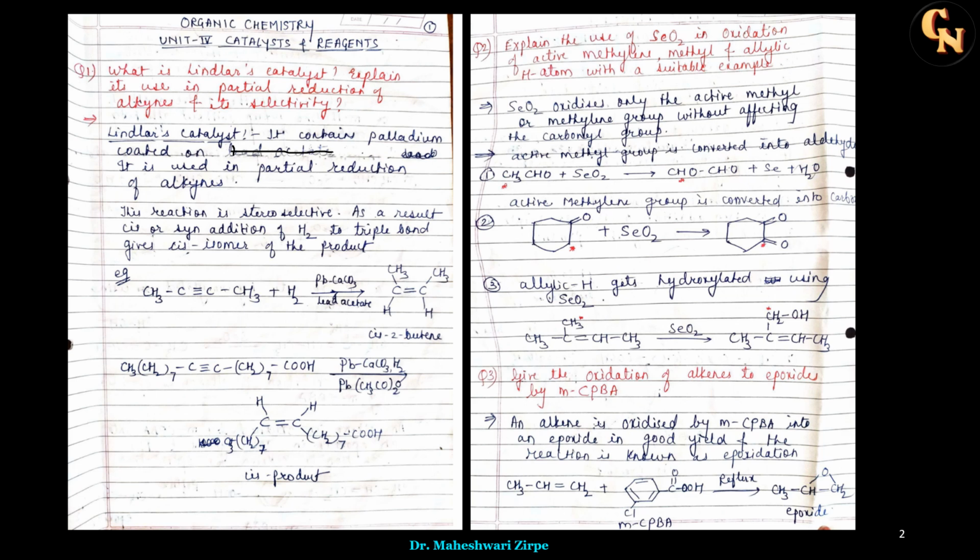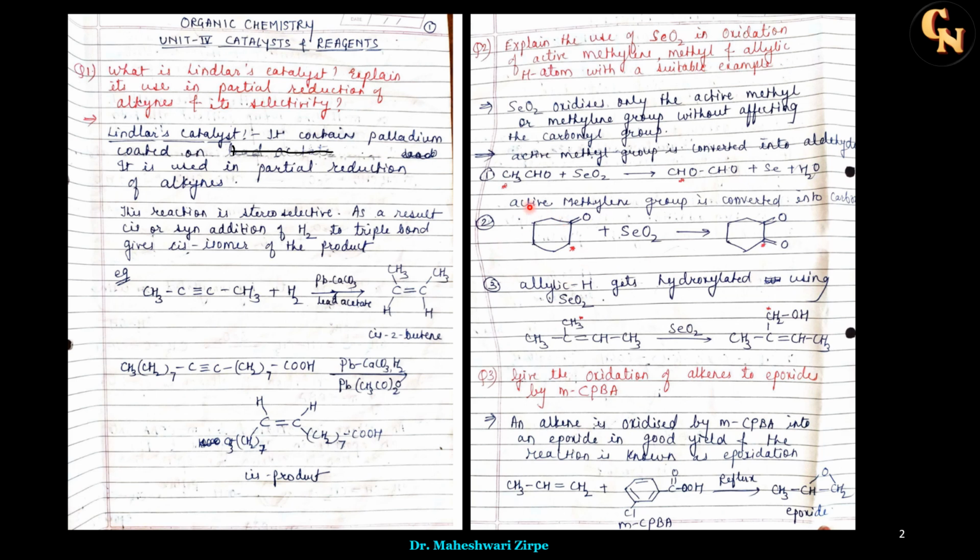CH3CHO, that is acetaldehyde, when it reacts with selenium dioxide, you can find the CH3 which is active, which is just near to the carbonyl carbon, has been oxidized to CHO, that is aldehyde. So CH3 has been oxidized to aldehyde. So we will be getting CHO and selenium plus water.